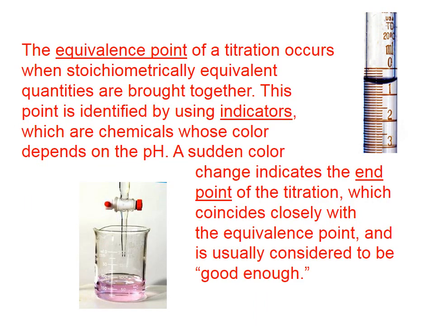The equivalence point of a titration occurs when stoichiometrically equivalent quantities are brought together. This point is identified by using indicators, which are chemicals whose color depends on the pH. A sudden color change indicates the end point of the titration, which coincides closely with the equivalence point and is usually considered to be good enough.